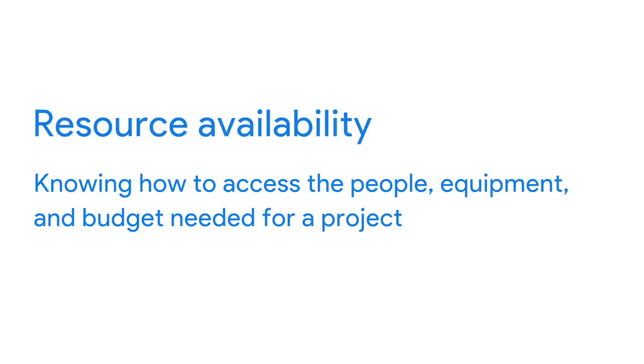Another way organizational structures can impact project management is through resource availability. Managing a project is a lot easier when you know how to access the people, equipment, and budget that you need. Let's explore how different structures can affect the way you manage a project.